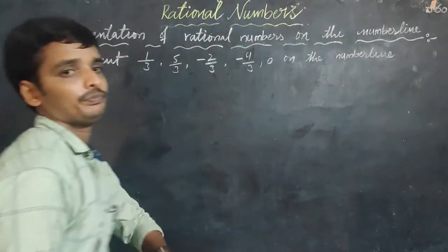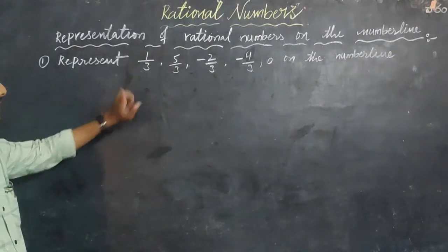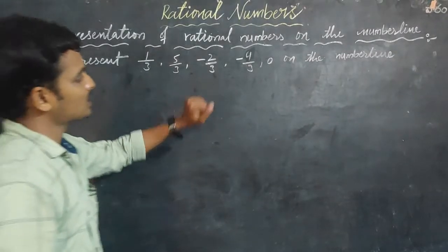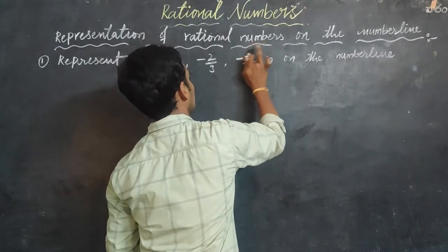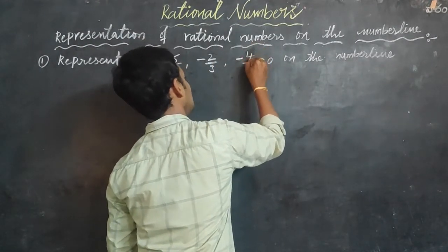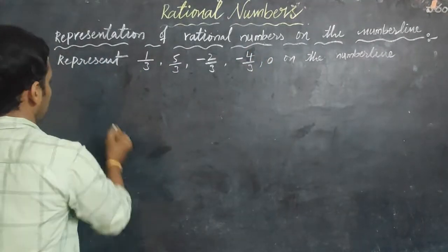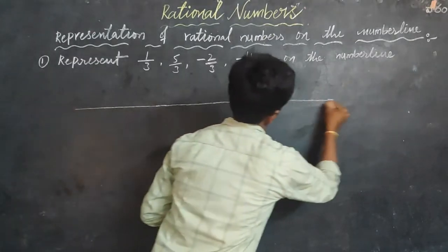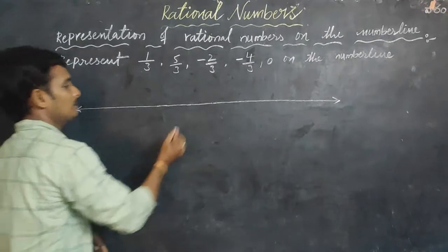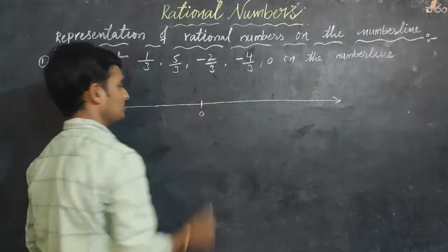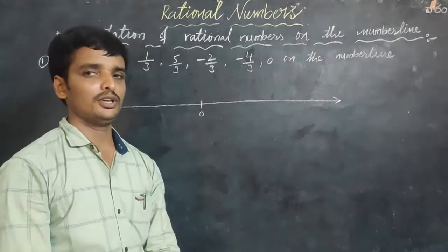This is the question. We have to represent 1 by 3, 5 by 3, minus 2 by 3, minus 4 by 3, 0 on the number line. We have to discuss these numbers on the number line. So we will learn first. So this is the number line. The middle of the number line is 0. Now we have to do some work in your mind.